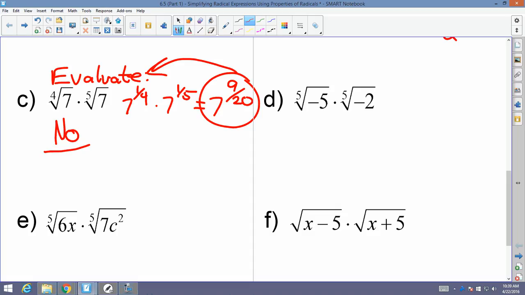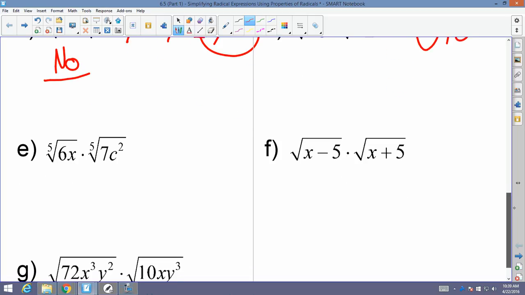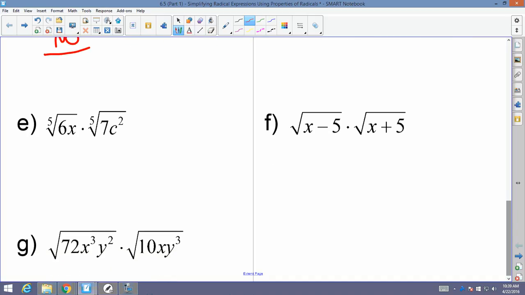How about this bad boy right here? Yeah, it's going to be the fifth root of 10. Very good. How about this guy? Fifth root of 42. And then 42, that's 6 times 7, which is 2 times 3 times 7. So there's no sets of 5, so I cannot break that down any further.